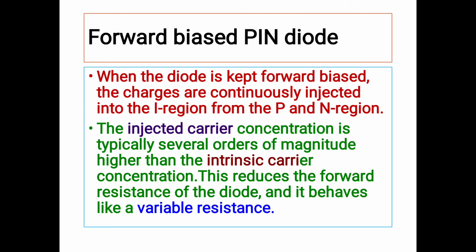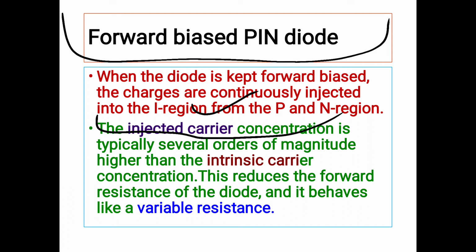Now we will study the working of the PIN diode under the forward bias condition. When the diode is forward biased, charges are continuously injected into the I region from the P region and the N region, and the injected charge carrier concentration is typically several orders of magnitude higher than the intrinsic concentration. What this means is that the number of free charge carriers coming from the P and N regions is several orders of magnitude higher than the intrinsic free charge carriers inside the intrinsic layer.